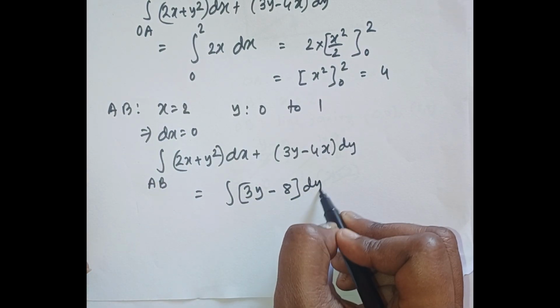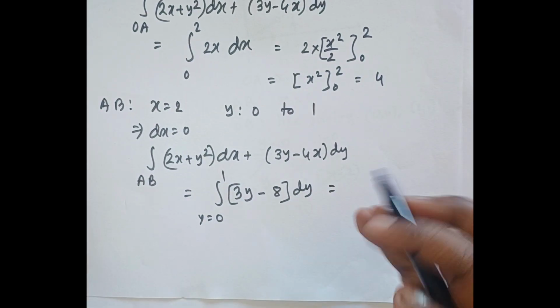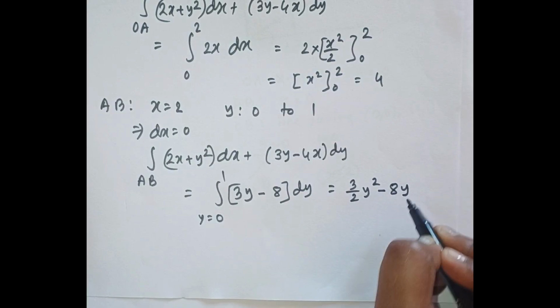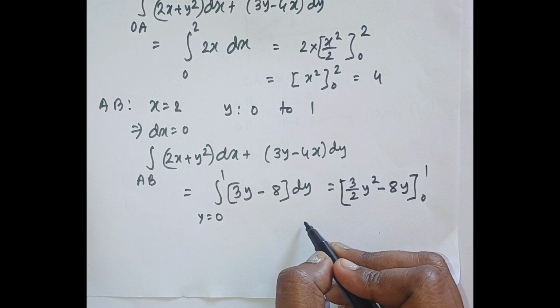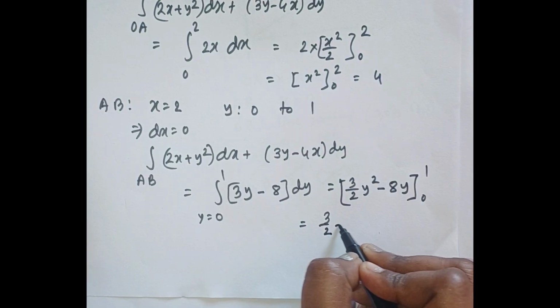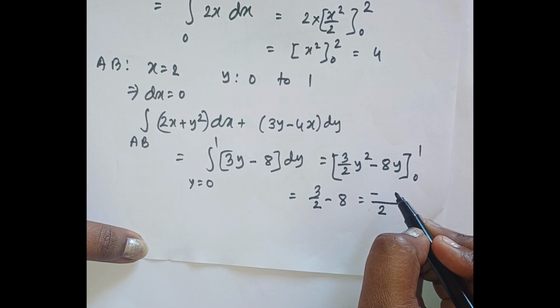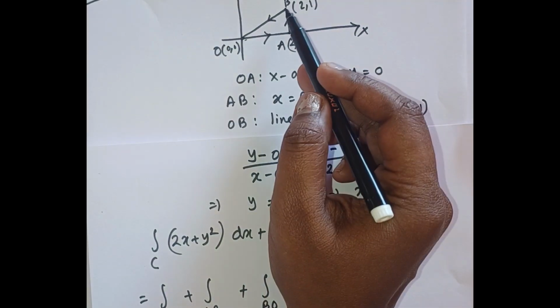Then dy, and y going from 0 to 1. Hence calculate 3 by 2 y square minus 8y, then 0 to 1. This will be 3 by 2 minus 8. So the value is minus 13 by 2. Next for B to O.